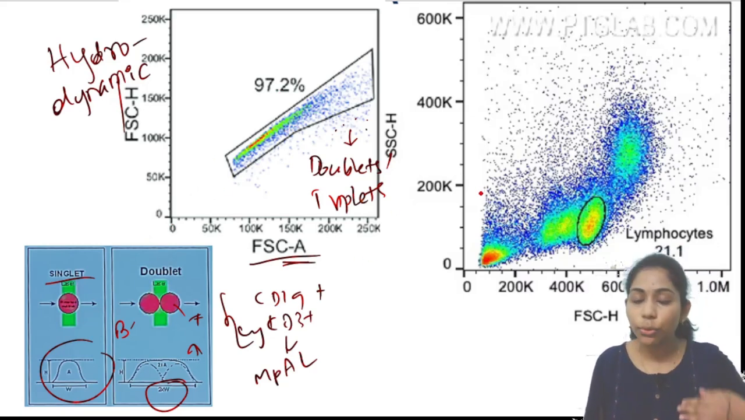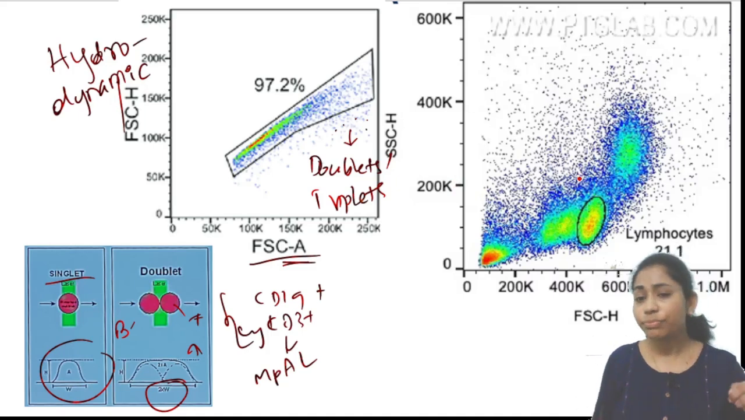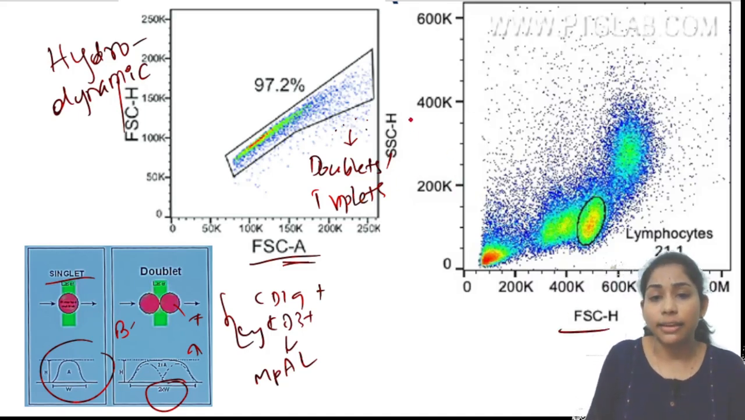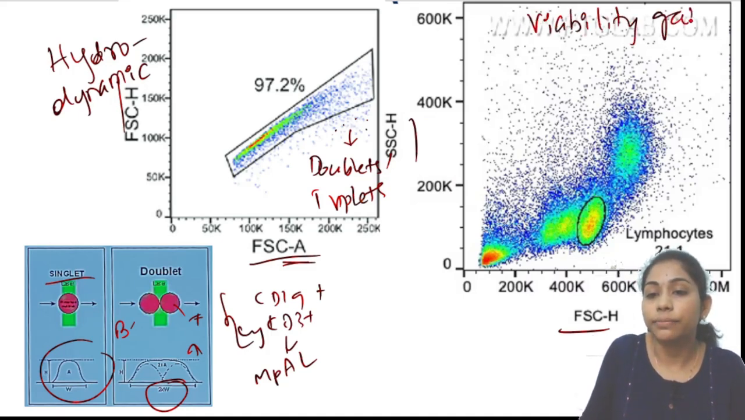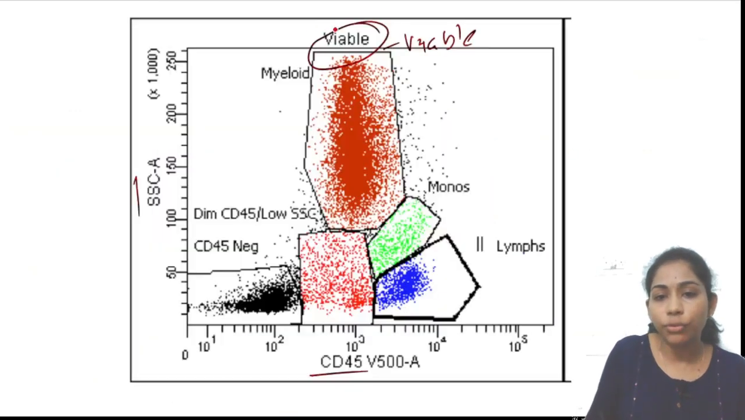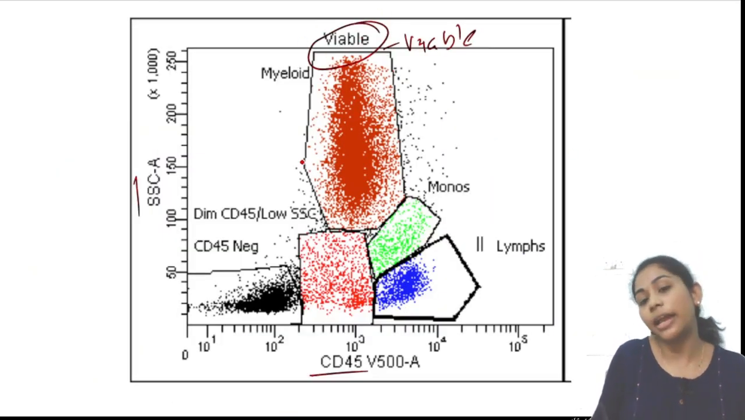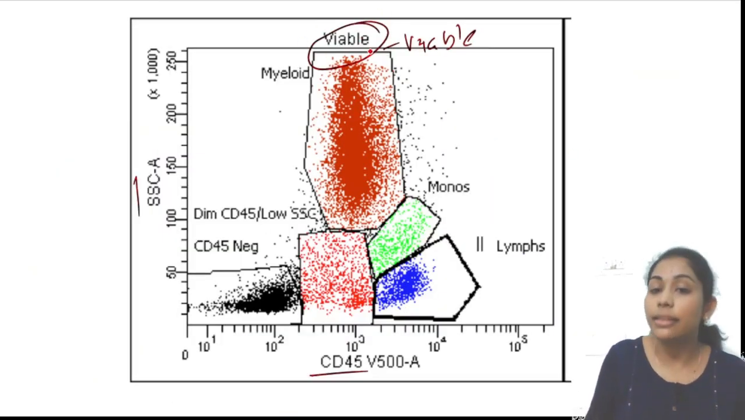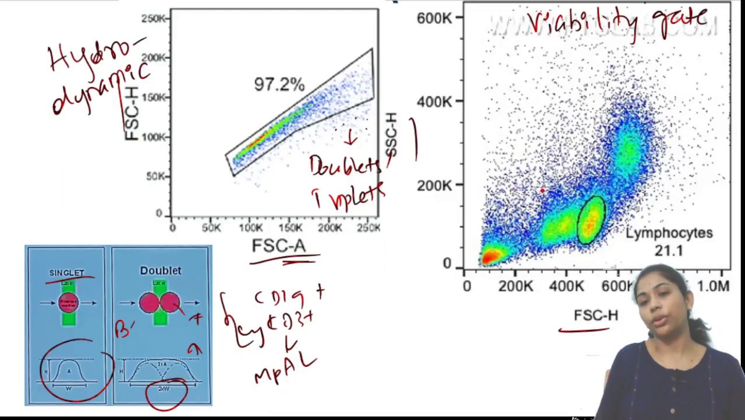The third most important graph here is forward scatter versus side scatter. This plot is the viability gate, or viability plot. Here we have to interpret only the viable cells, not the dead cells or debris. That's why we have to create this gate. And if you see here, what we have gated are only the viable cells, against CD45 and side scatter, and this is the same viability gate we are talking about now.